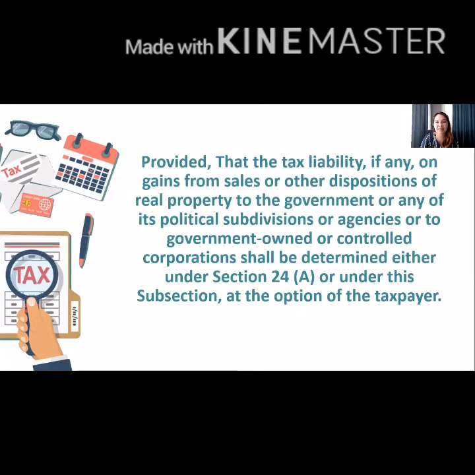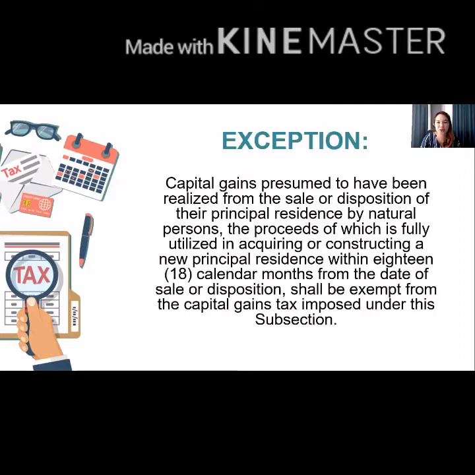Provided that the tax liability, if any, on gains from sales or other dispositions of real property to the government or any of its political subdivisions or agencies, or to GOCCs, shall be determined either under Section 24, Paragraph A, or under this subsection at the option of the taxpayer. So what is the exception?